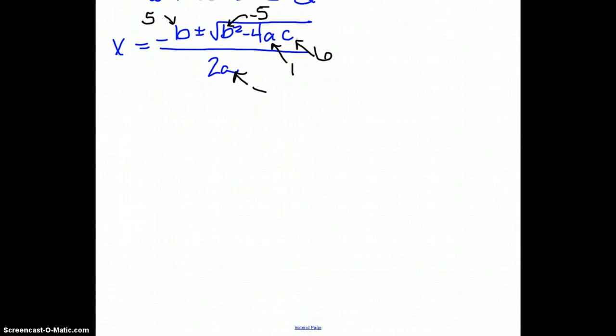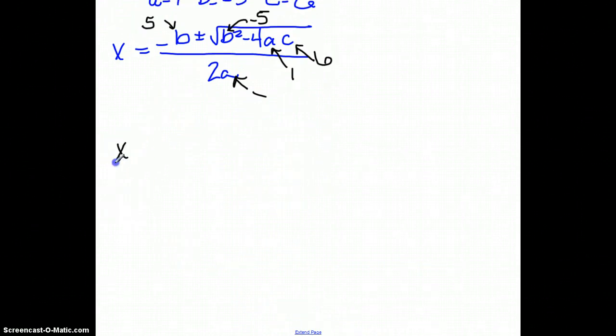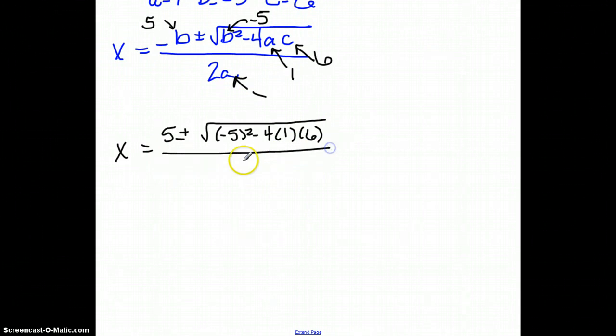So let's start plugging our stuff in. So 5 plus or minus negative 5 squared minus 4 times 1 times 6 all over 2 times 1.